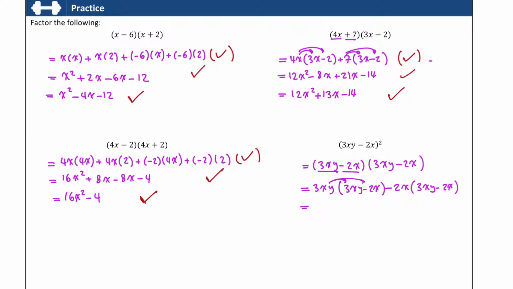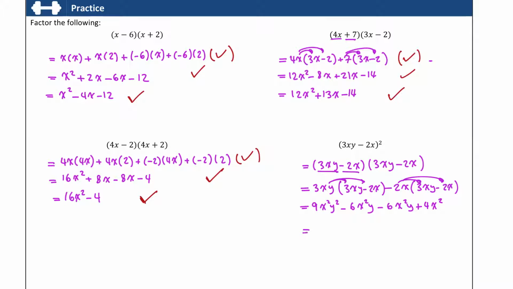And I will distribute, and I get 3xy times 3xy is 9x squared y squared. And I get 3xy times negative 2x, which is negative 6x squared y. And then I get negative 2x times 3xy, which is negative 2 times 3 is negative 6, x times x is x squared, and I have y. And finally, negative 2x times negative 2x is positive 4x squared.